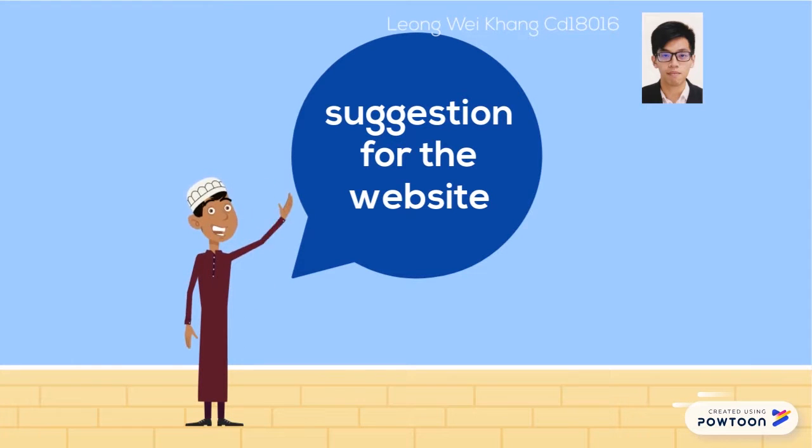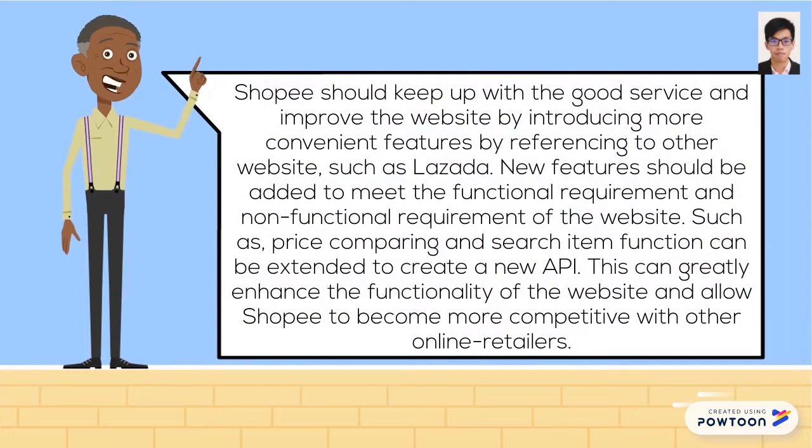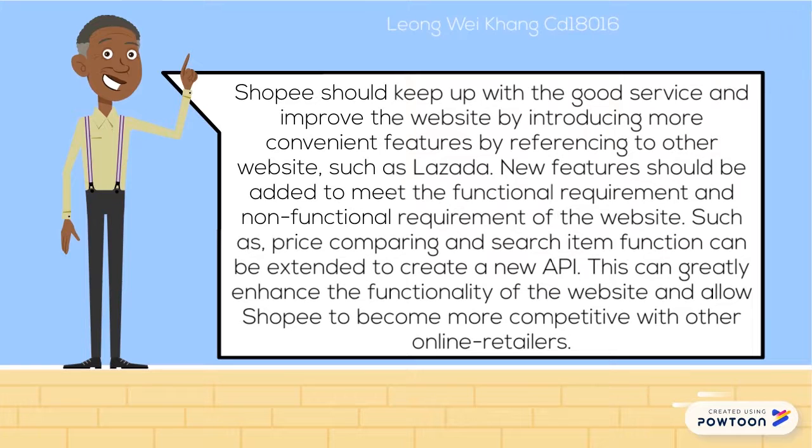Suggestion for the website. Shopee should keep up with the good service and improve the website, introducing more convenient features by referencing other websites such as Lazada. New features should be added to meet the functional requirement and non-functional requirement of the website, such as price comparing and search item function, which can be extended to create a new API. This can greatly enhance the functionality of the website and allow Shopee to become more competitive with other online retailers.